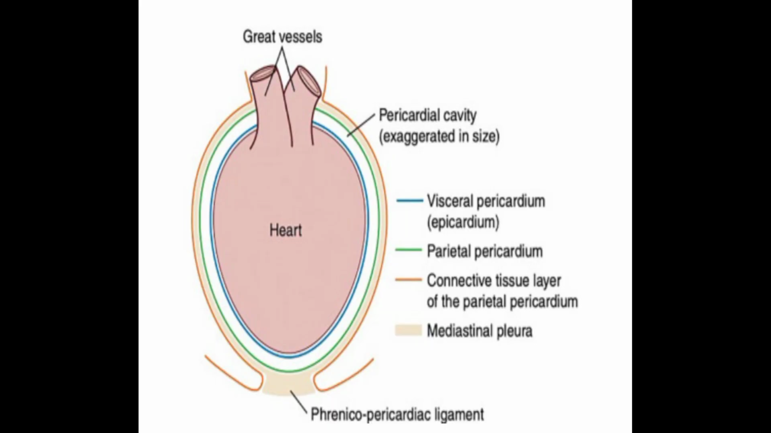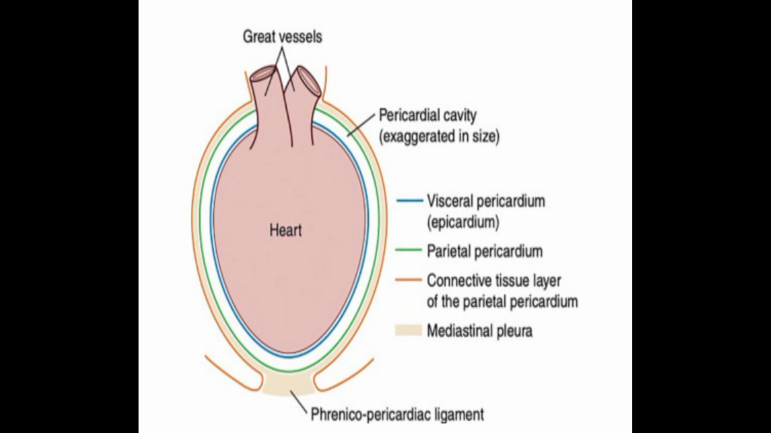So now let's talk about the pericardium. The pericardium is a thin, double-layered membrane that surrounds the human heart. Every organ in the human body is surrounded by a double-layered membrane, and the heart is surrounded by the pericardium. Talking about the structure of the pericardium, it has two parts.